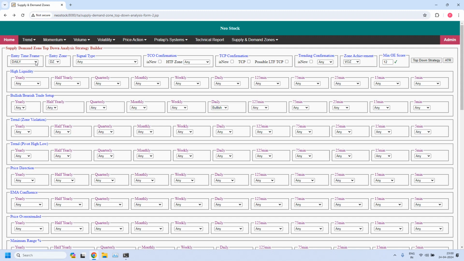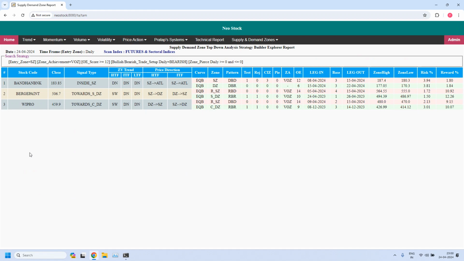So now I am going to generate bearish trade setup for monthly income trade. So entry time frame is daily, but for bearish trade setup entry zone should be supply zone. And this one also we need to change. In bullish or bearish trade setup, in daily time frame, I am selecting the value bearish. And the remaining filters are same. The 3 filters, whatever values we set, are the same. Now let me generate the report. So 3 stocks are filtered. It seems in the last 3, 4, 5 days, the same stocks are getting listed.